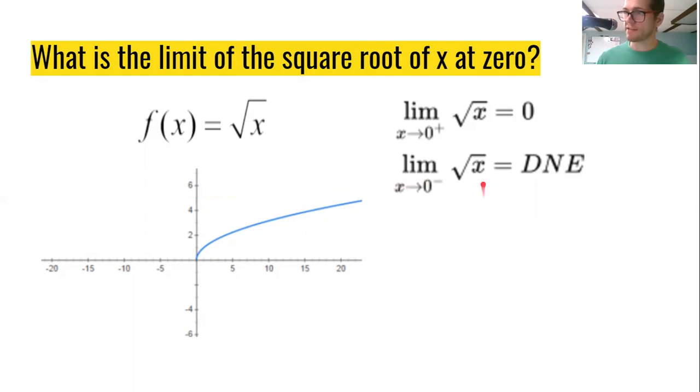So from the right, we get 0. From the left, we have nothing. So if the right is 0 and the left is nothing, the limit doesn't exist at 0. So that's one of the things we talked about previously, that the left and the right hand limit have to exist for the limit to exist.